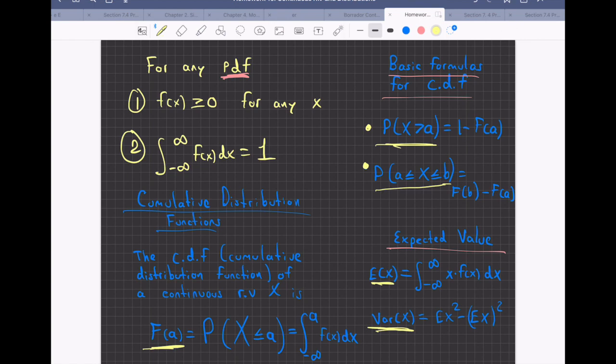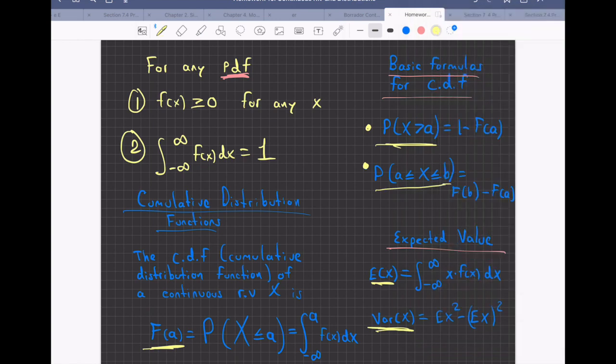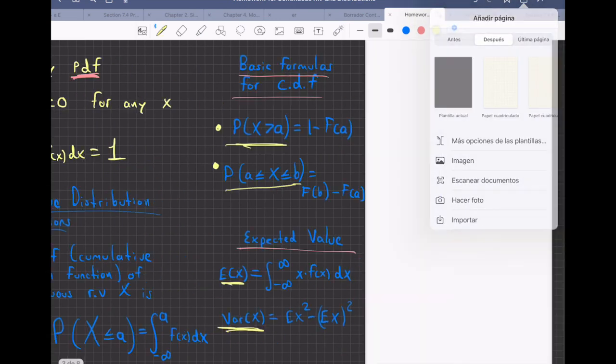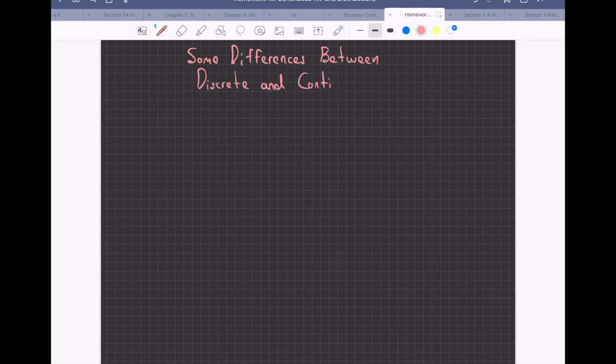But for now, I want to point out some differences between discrete and continuous random variables.